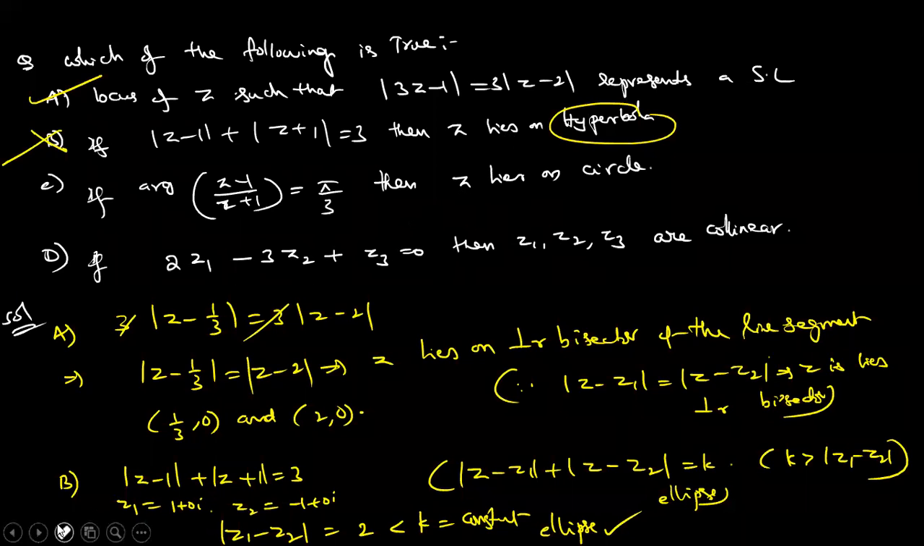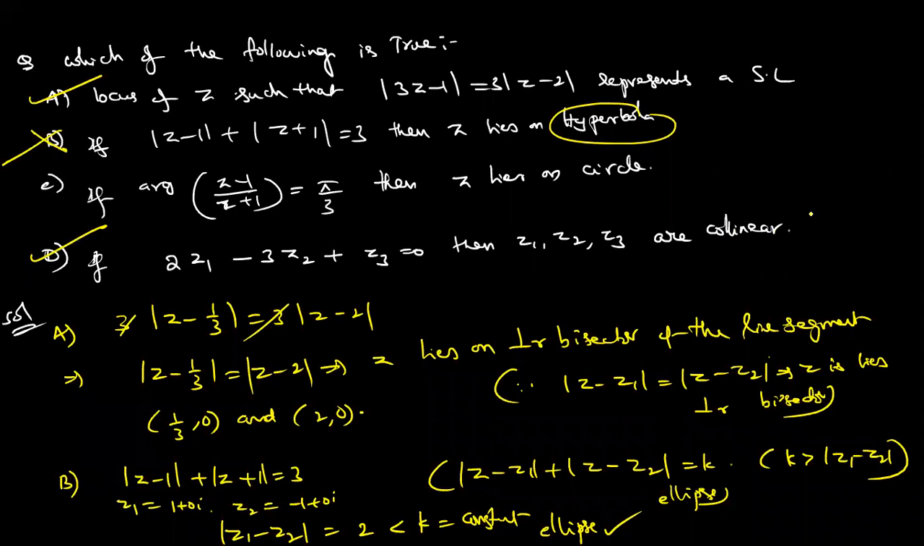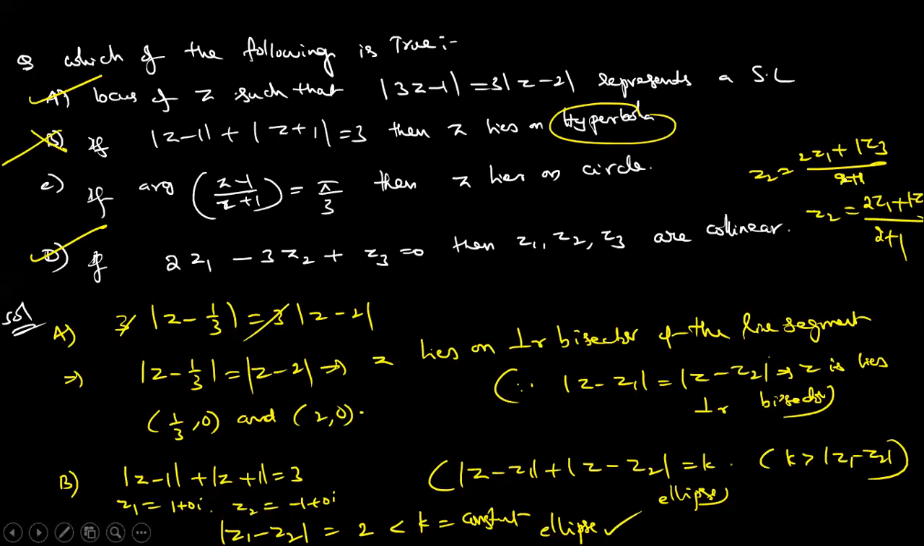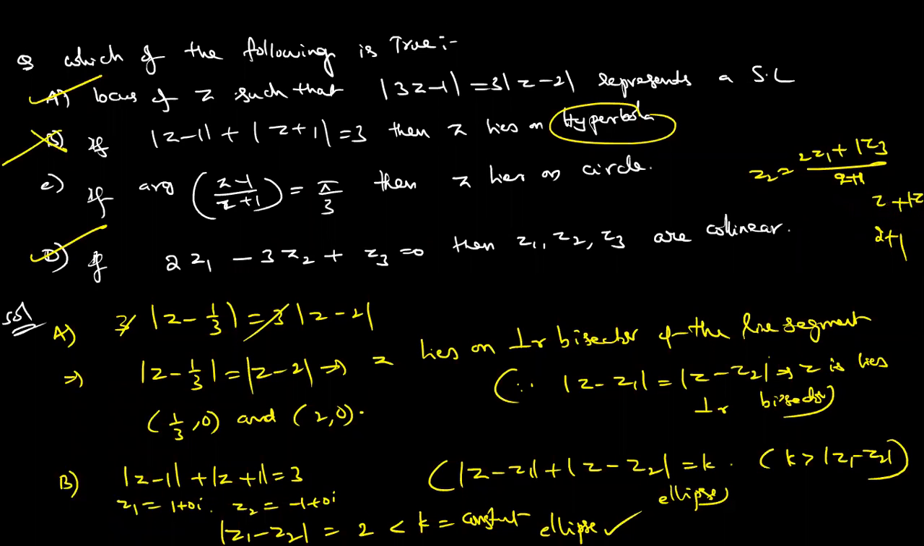Option C, anyone? Whether it is true or false. Option D is clear. Why? z2 is equal to (2z1 plus 1 into z3) by 3. In the place of 3, I can write 2 plus 1. Following this, z is (2z1 plus 1z3) by (2 plus 1), which means it divides in the ratio 1:2. Then I can say that these three are collinear. It's very clear. What about option C? I'm asking. Okay, I will explain.